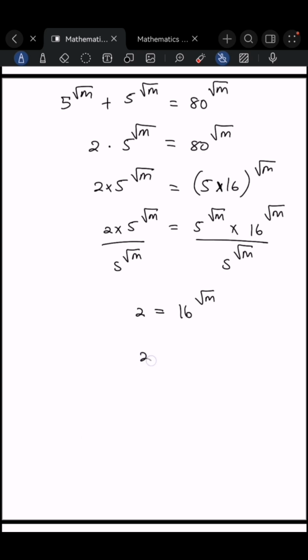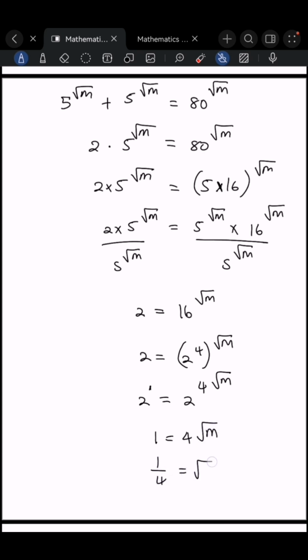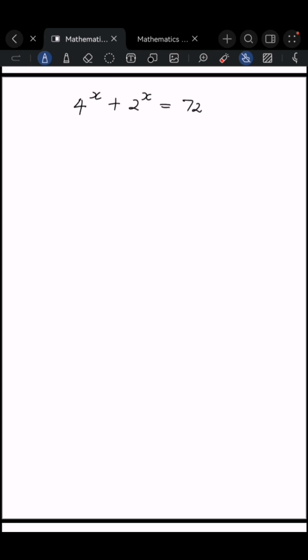Right? 2 is equal to 2 to the 4 square root of m. Right? 2 is equal to 4 square root of m. This is a 1, therefore 1 is equal to 4 square root of m. Therefore 1 over 4 is equal to the square root of m. We square both sides, therefore m is equal to 1 over 16.